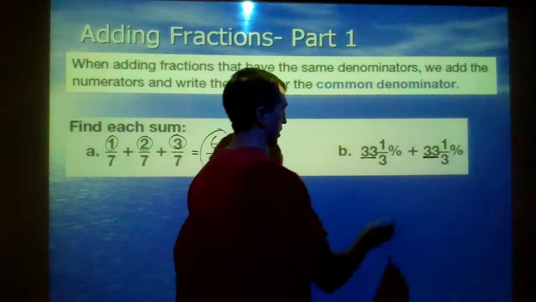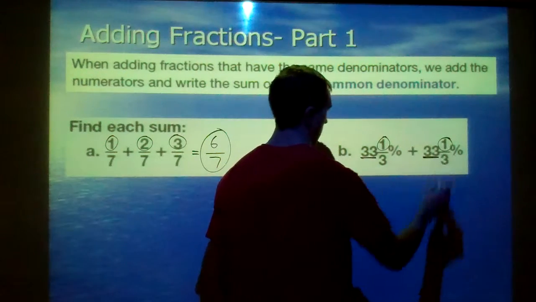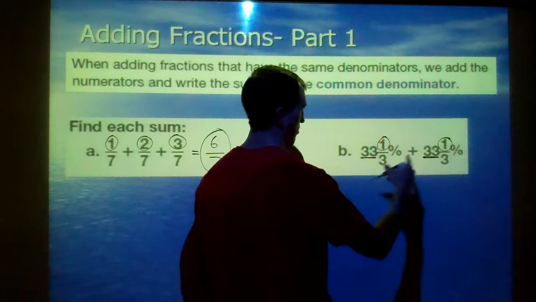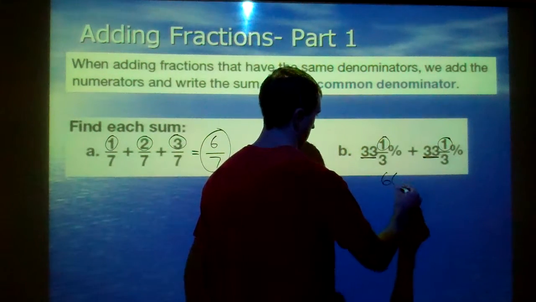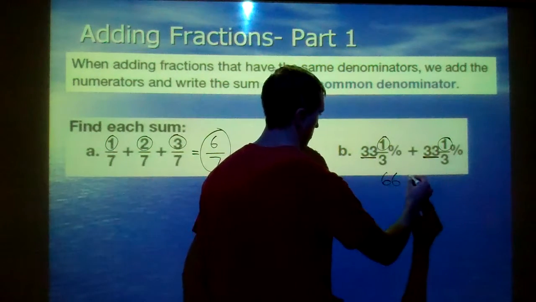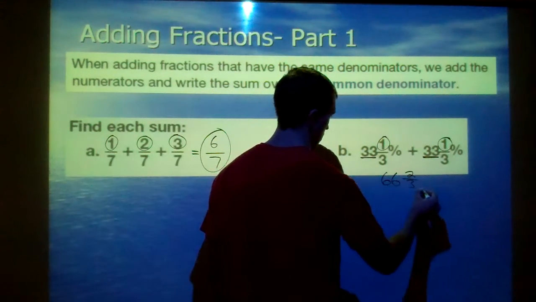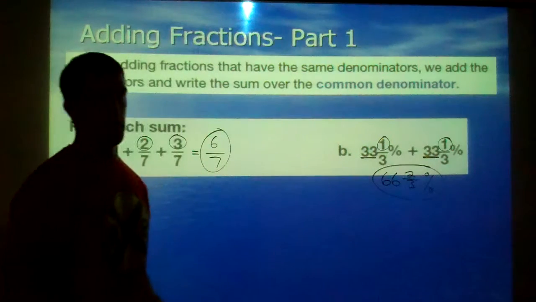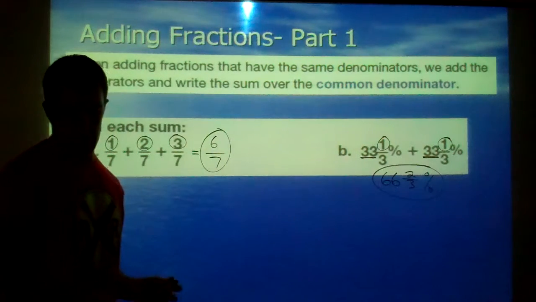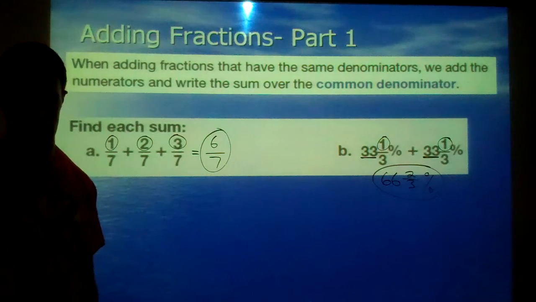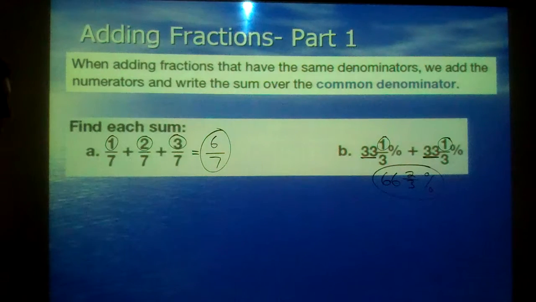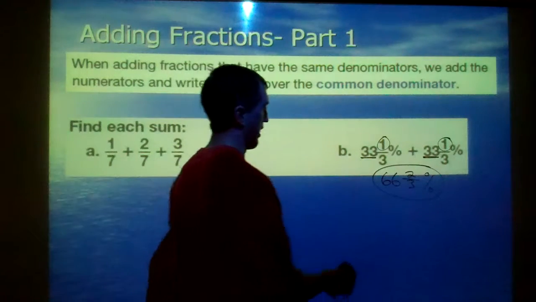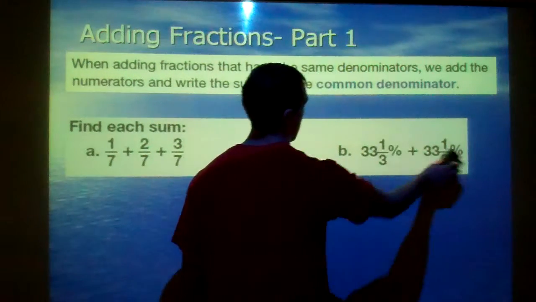Alright, now for B, we're going to add our big numbers together, the 33s, and then we're going to add our numerators together, and the denominators will stay the same. So we should get 33 plus 33, 66, 1 plus 1, 2 over 3%. So 66 and 2/3% there. So pretty straightforward with adding fractions, especially with the denominator already being the same. Later on, we're going to have questions where we have to get a common denominator.